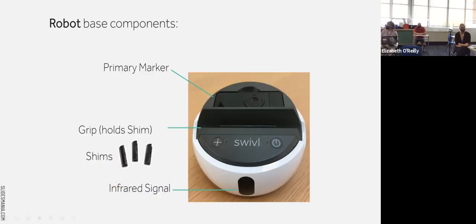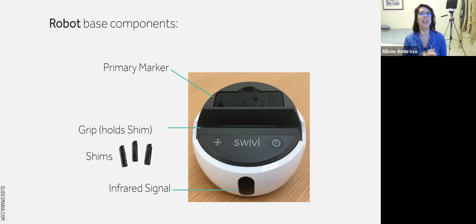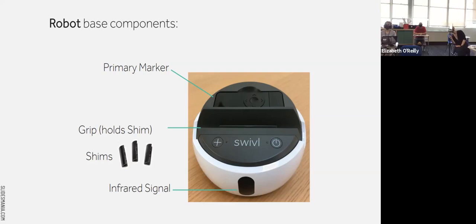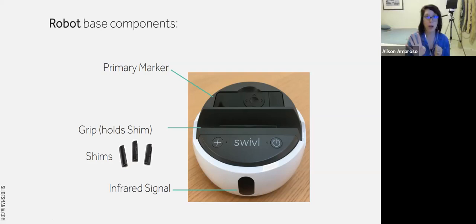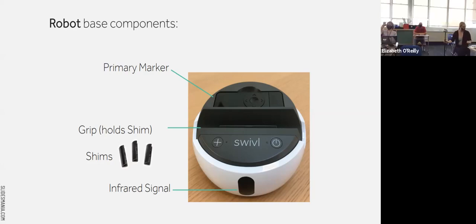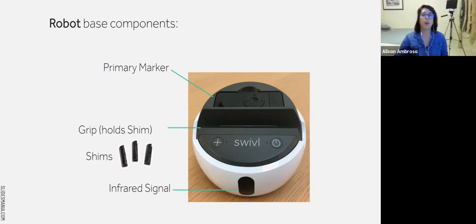All right, so what do we have here in our SWIVL C-Series base set? And you guys got C-Series 3, right? C3 or C5? I think C5. Do you have 4 markers or 2 markers? 4. Okay, so you've got the C5. Perfect.